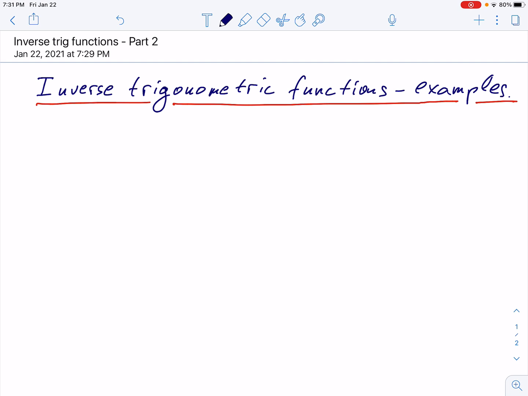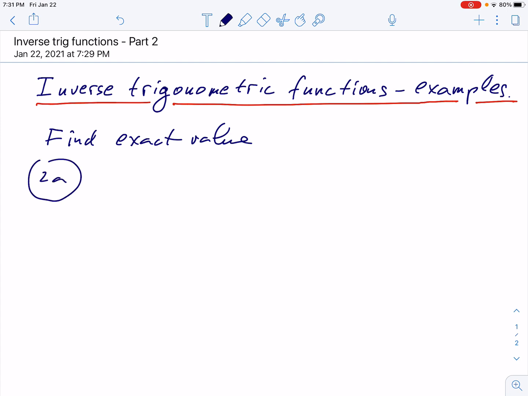Hello. We shall consider now some examples with inverse trigonometric functions. I shall do some even problems from the book. First, problems with finding exact value. Find exact value. This is problem 2a.